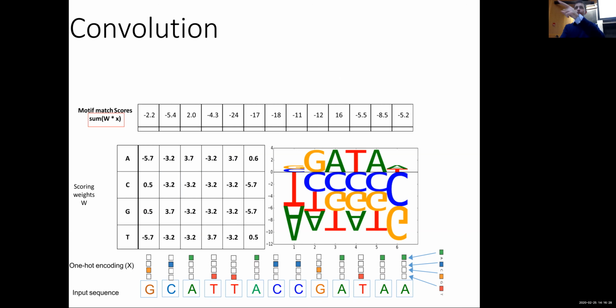Yeah, go ahead. Why don't we do something like softmax for the scoring weights here? Yeah, so you can do that right after. So basically, this is just a very basic bottom layer. Then you can do all kinds of additional operations on top of that. So I'm going to get there soon. Next question.